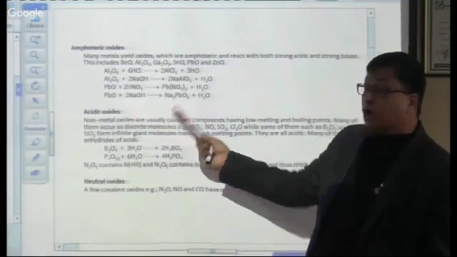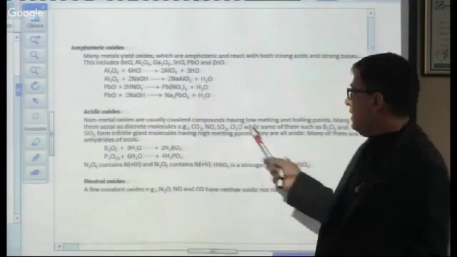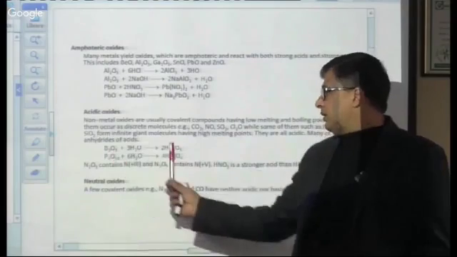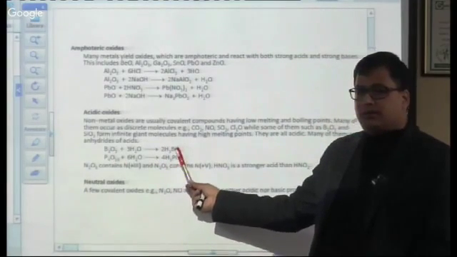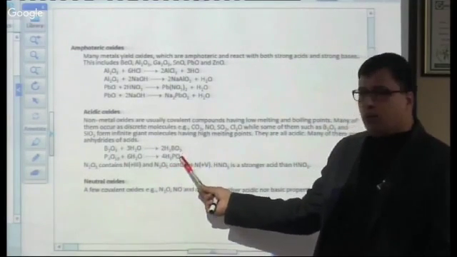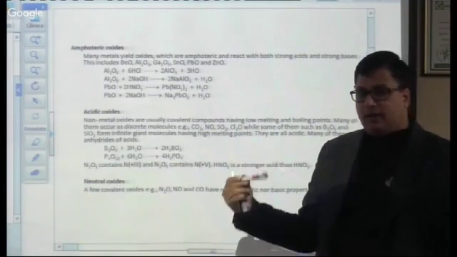Acidic oxide, almost all non-metal, mainly non-metal oxides are acidic oxide like B2O3. They generally give on hydrolysis acids. H3BO3. H3BO3 is acid. Why?